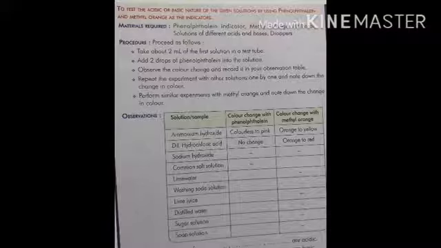Now the solution: ammonium hydroxide. It is a base, so the color change with phenolphthalein is pink and color change with methyl orange is yellow. Dilute hydrochloric acid: phenolphthalein no change, methyl orange orange to red.